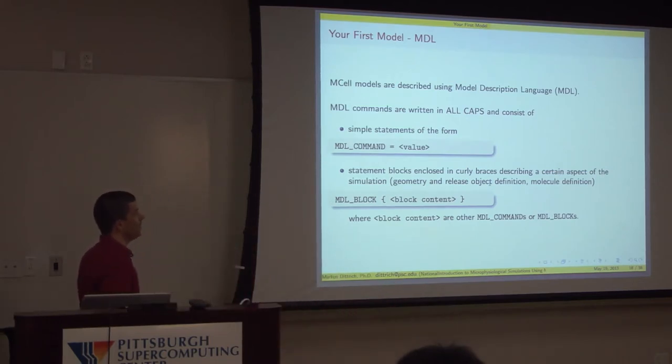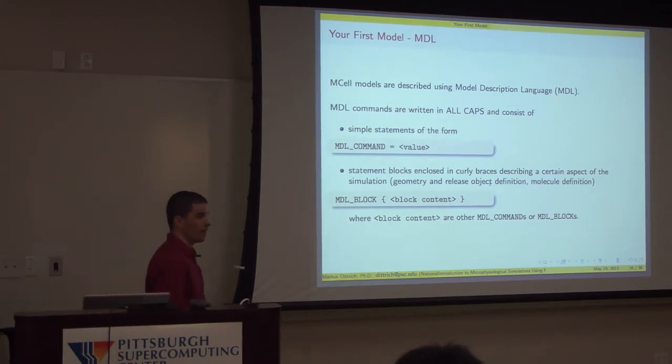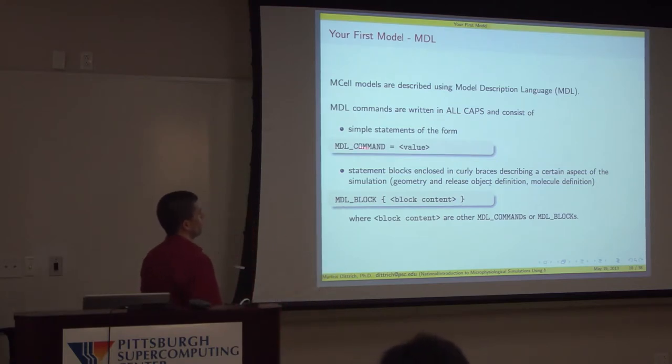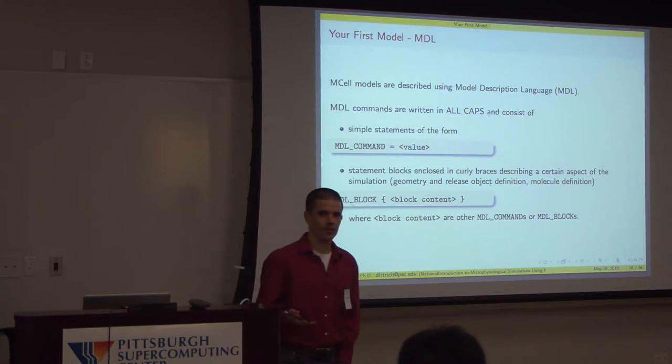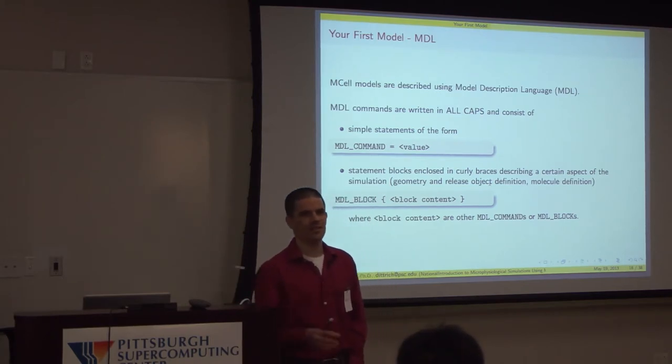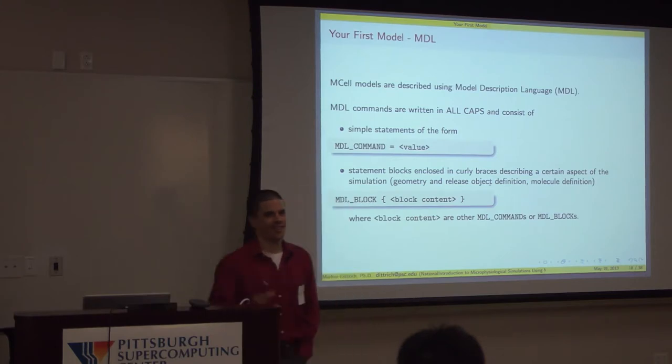So basically, model description language, MDL, has commands. MDL commands are always written in all caps. They're typically of the form of an MDL command equals some value, or they're organized as blocks. You have an MDL block, and there's something else inside. These blocks can be nested. For those of you who do C++ or Java, it's sort of like classes, and you can nest them.